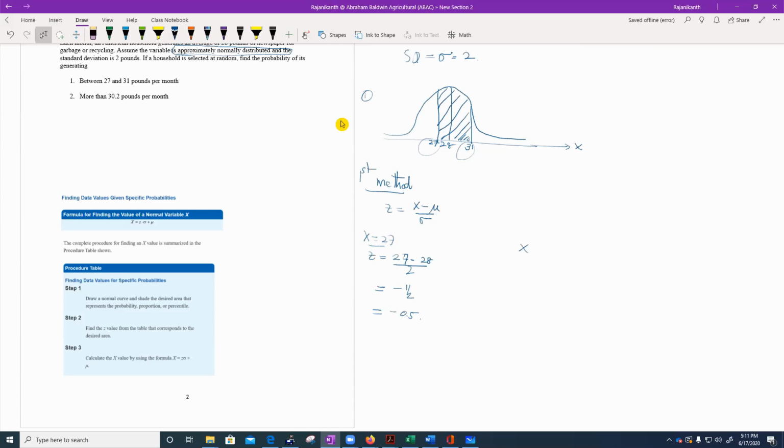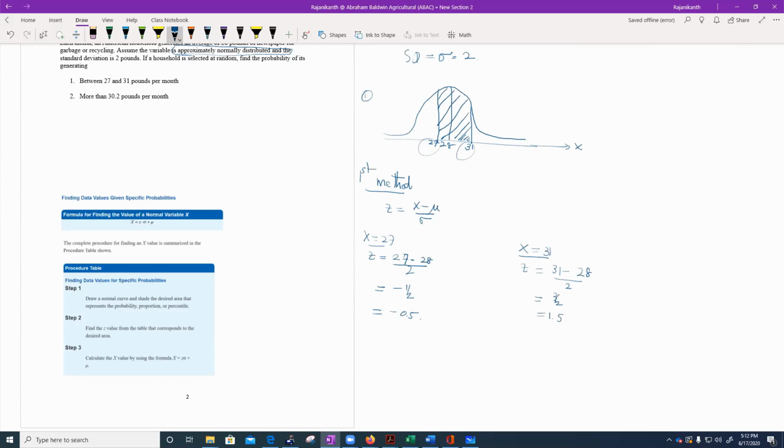Now find the z value when x is 31. Again, I'm using the formula to find the second z value. So x is 31 and the mean is 28, again over the standard deviation, 2. So 31 minus 28 will be 3, right? 3 over 2. So that is 1.5. So I'm finding basically two values.